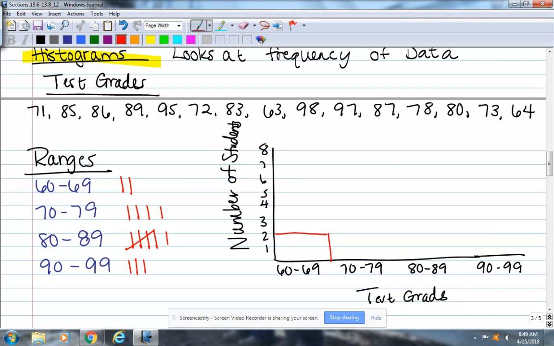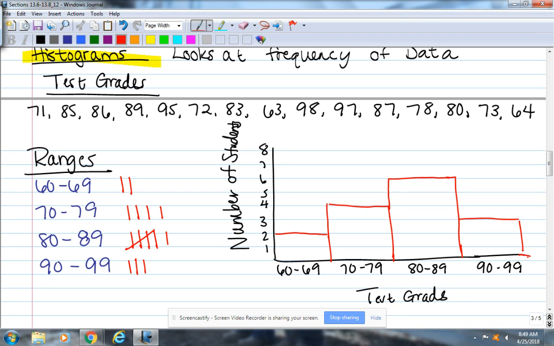Okay? And then in the 70s, how many students made in the 70s? 4. So I make my bars touch. Go up to 4. How many made in the 80s? 6. Oops. One's not very even. And then how many made in the 90s? 3.